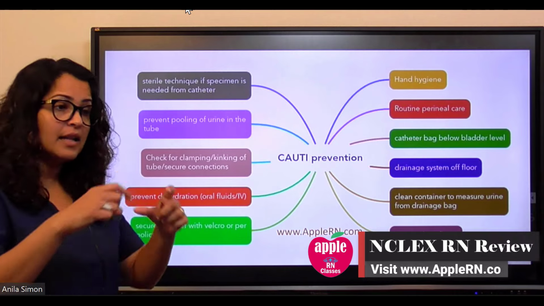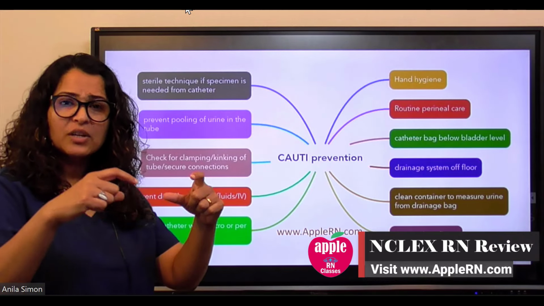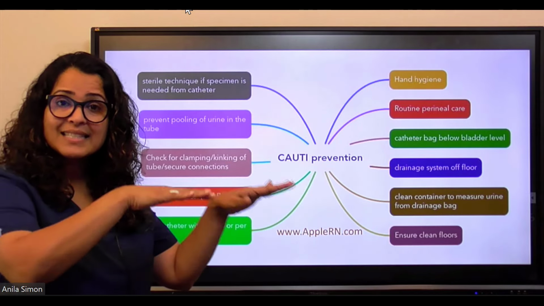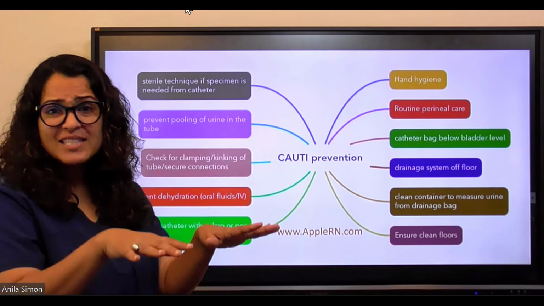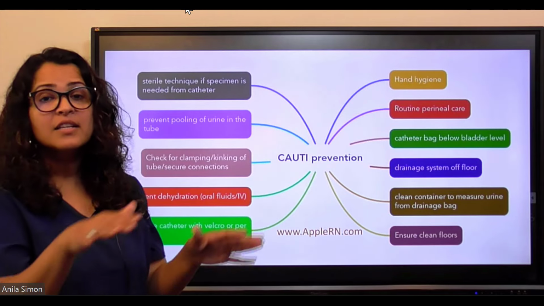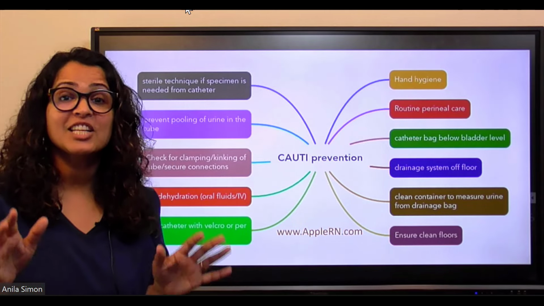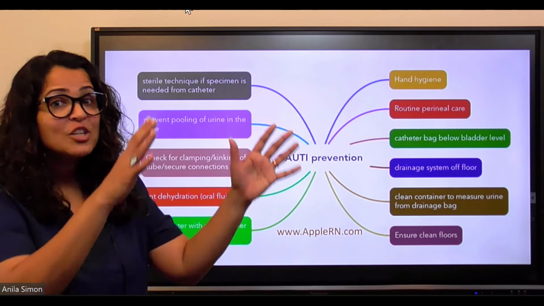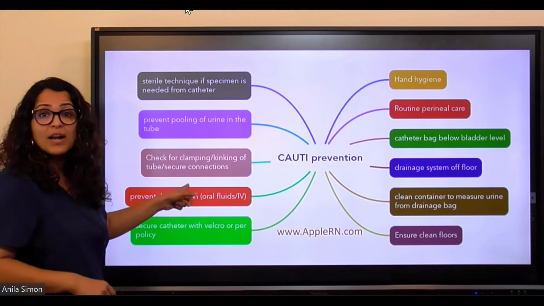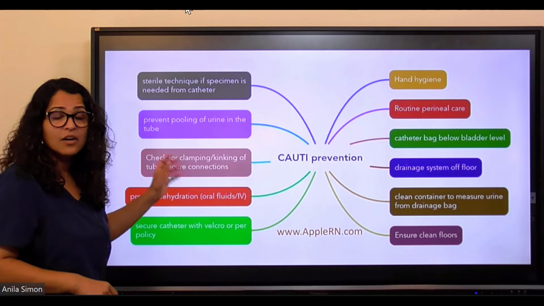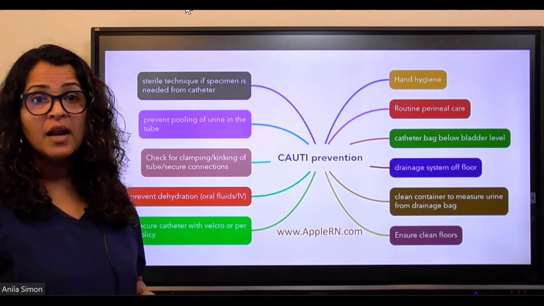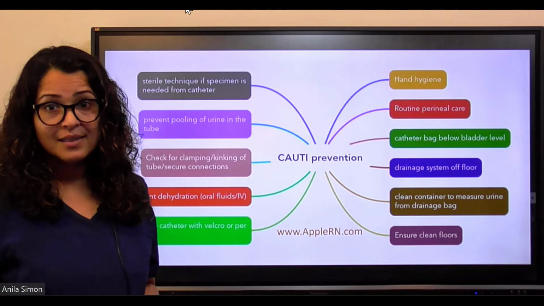Then, prevent pooling of urine in the tube. Pooling of urine means whenever the tube is there, make sure that it's draining properly. Don't let that urine just sit there in the tube and then accidentally go back to the patient's bladder. We don't want that. So always check the system to make sure that the urine is draining okay. It's continuously coming out. Check for clamping or kinking, and make sure that the connections are secure and not leaking anywhere.